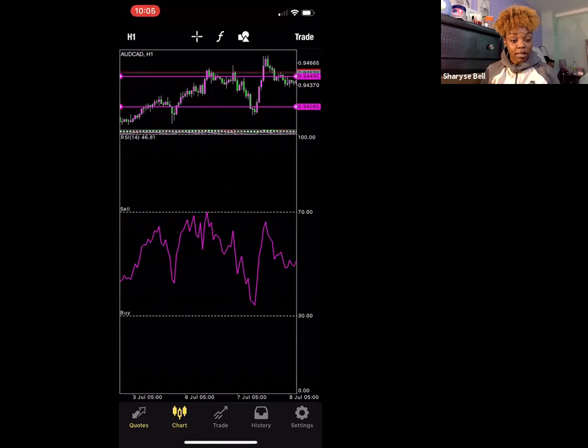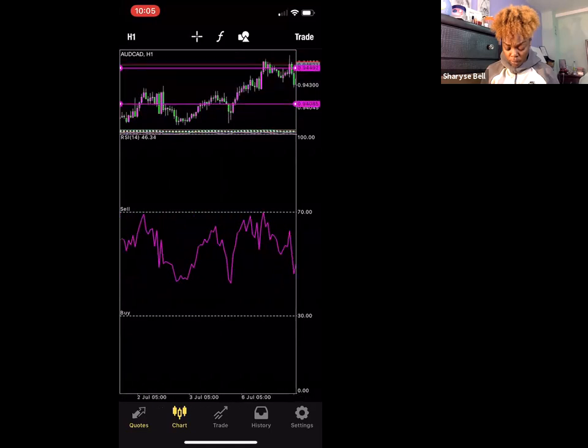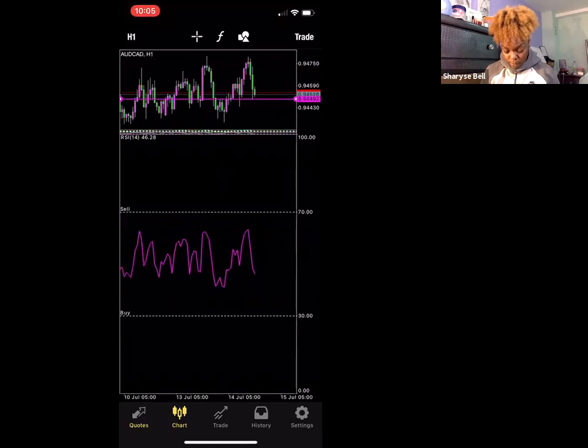How do you get the sell and the buy text on the RSI? Mine are blank. All right, I'm going to show you that real quick. Just give me one second and I'll get to it.